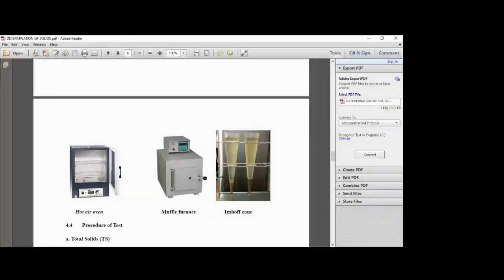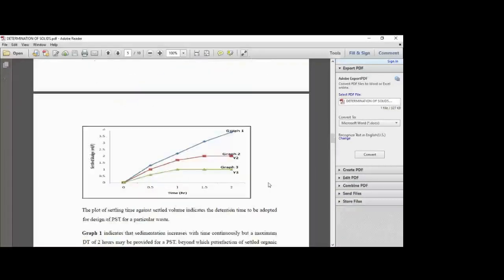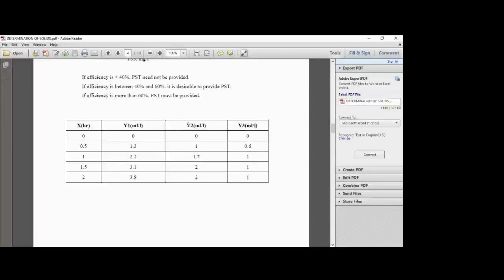So imagine that there are three Imhoff cones, and we have put three different samples into them, and we are going to note down the readings of the settleable solids. Here you can see the settleable fraction. All of this is the supernatant, and here you have the settleable solids, right? After every 30 minutes, we are going to determine the reading of the settleable solids here. So let's do that. Imagine this was sample 1, sample 2, and sample 3.